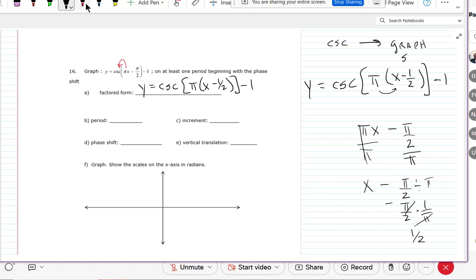Okay, and again, something that's super important when you're doing this: if you factor, make sure that you check it. You have pi times x, that gives you pi x. Pi times a half gives pi over 2. Distribute to make sure it's right. Because if you mess up in the factored form, you're going to mess up on the whole problem. That's how important it is.